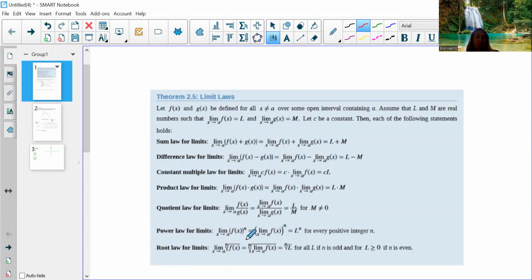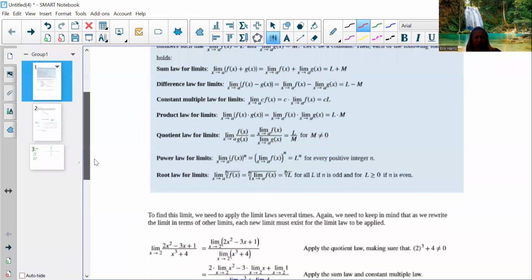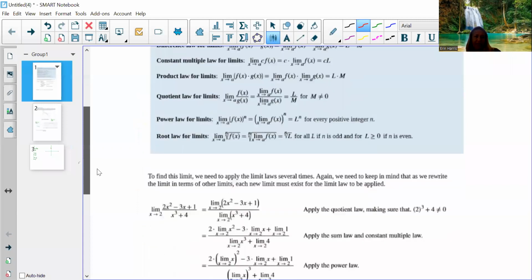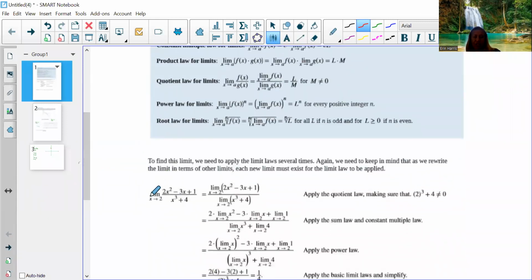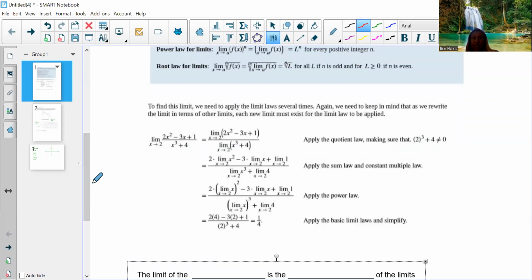One of the things that it's showing you, if you look at the example down below, and no one does limits this way, right? This is just verifying that we're allowed to just plug in. If we want to find the limit of this rational function as x approaches 2, we can just plug in. That's the quotient law because there's a quotient, right? Then you can move the constants in front and find the limit of each term separately and add them together. So that's really just telling you in very complicated terms to just plug in for x, okay?